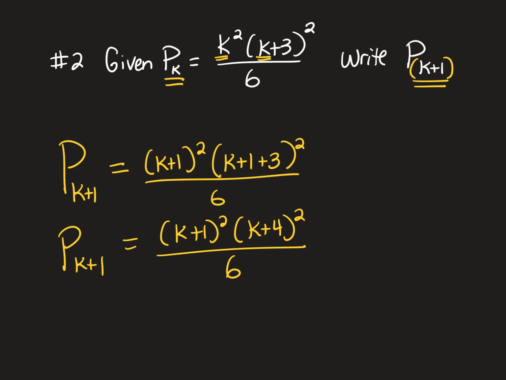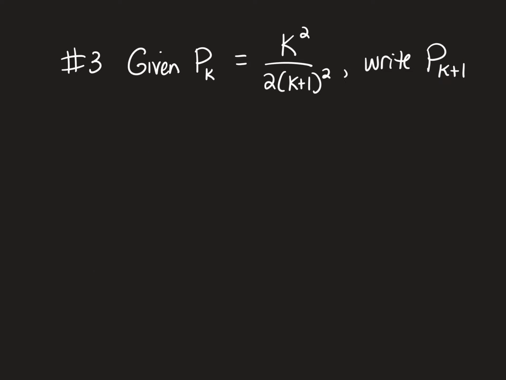So then the next one, which is exactly the same kind of problem, gives you a different p sub k to start with, and we need to write p sub k plus 1. So everywhere I see a k, I'm going to replace it with k plus 1. So p sub k plus 1 would be, in this equation here, everywhere I see a k, I'm going to replace it with k plus 1.